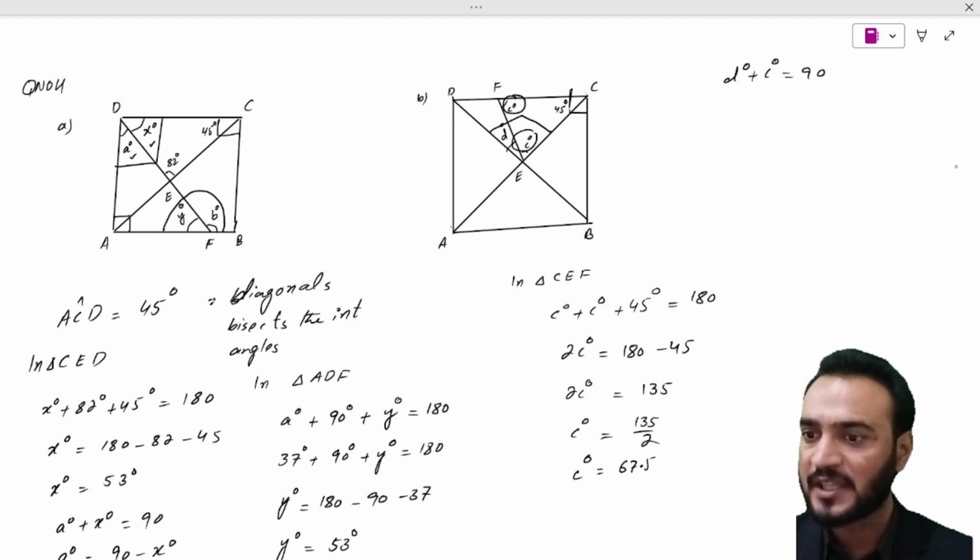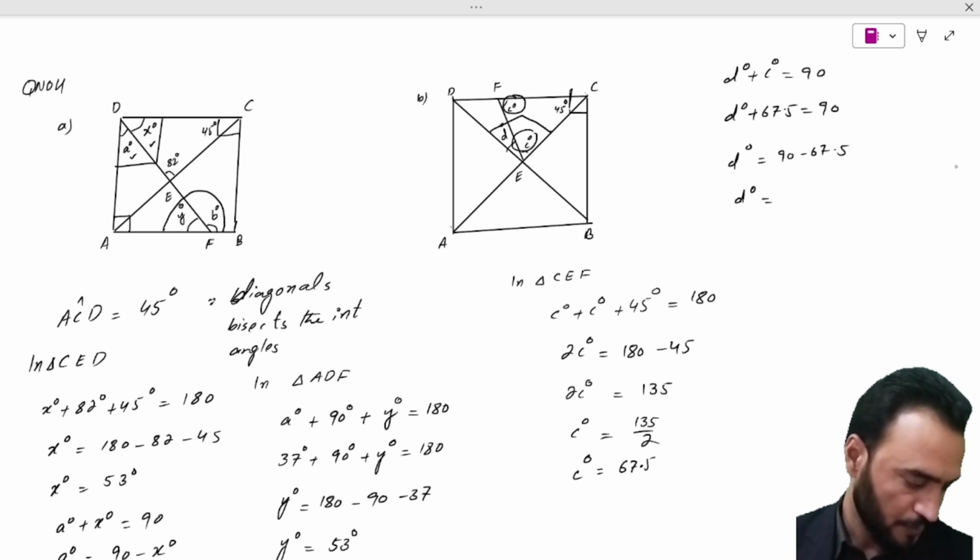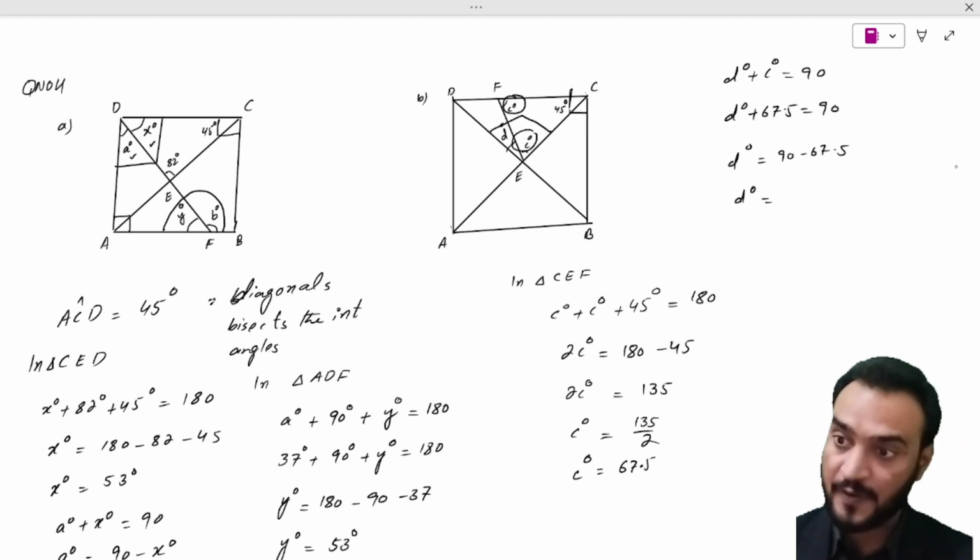So the value of c degrees is 67.5. So d degrees plus 67.5 is equal to 90. Subtracting 67.5 from 90, we get the value of d degrees, that is 90 minus 67.5. Subtracting, we get the value of d, which is equal to 22.5.